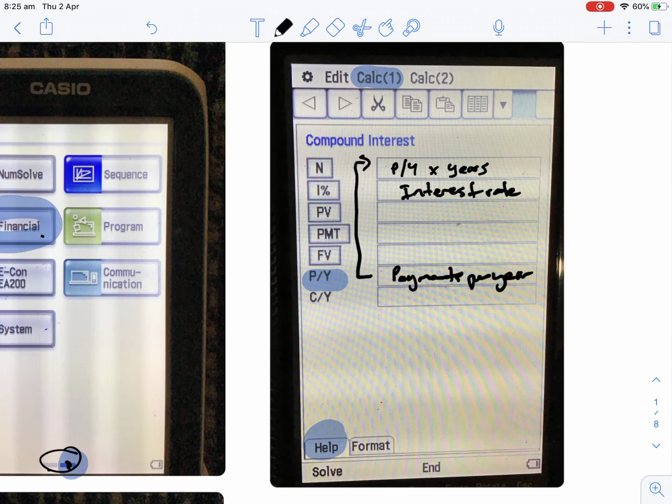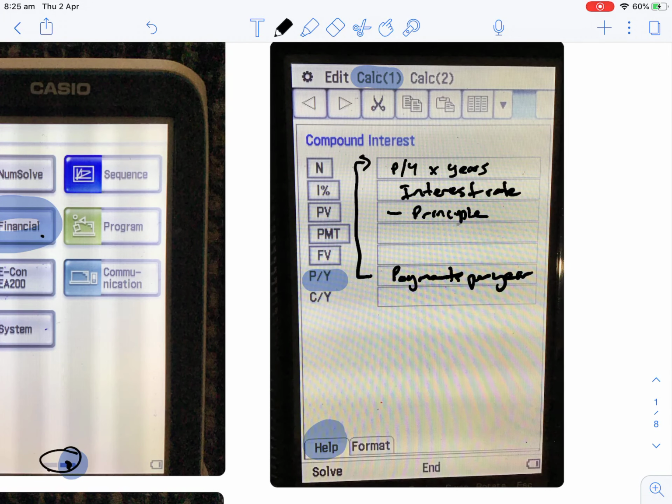PV is your present value. So this is basically what we would call P in all the other formulas. So it's your principal or your starting amount. So it might be, if it was a debt, it's the amount that you've borrowed. If it was a savings scenario, it might be the deposit that you initially put in before you added any extra savings. Now, the quirk on this one is that you should put it in as a negative.